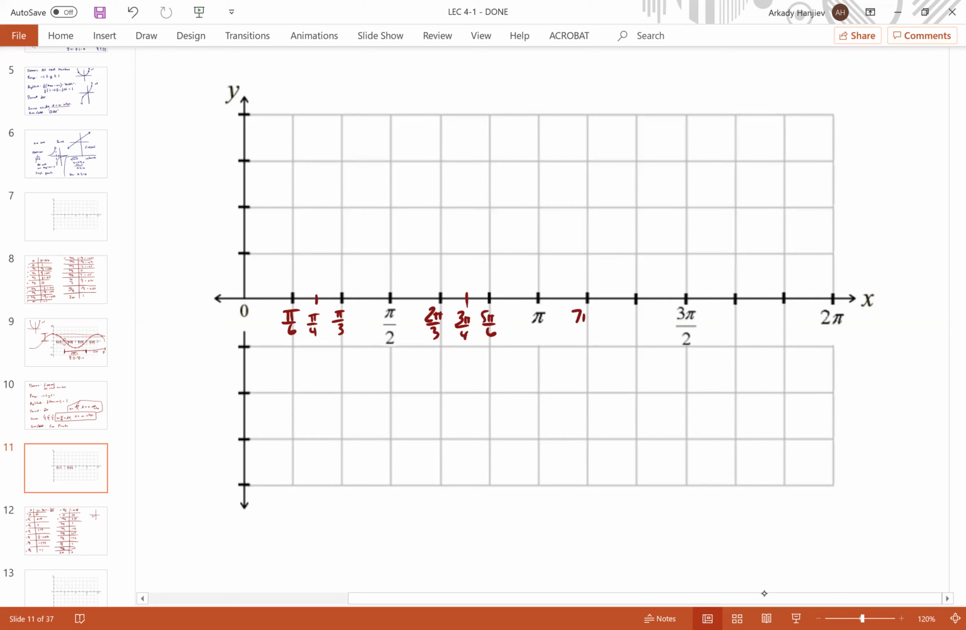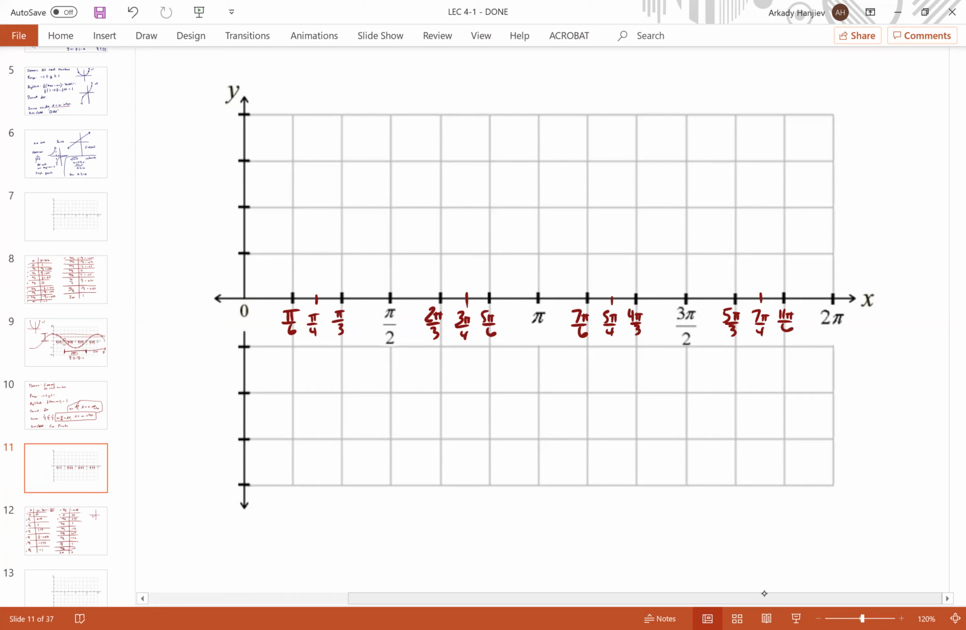So see if we can do this all in order. This would be 7 pi over 6, 5 pi over 4, 4 pi over 3. Then we get ourselves a 3 pi over 2, and then 5 pi over 3, 7 pi over 4 and 11 pi over 6. Okay, with a minute to go, here's the tangent curve.